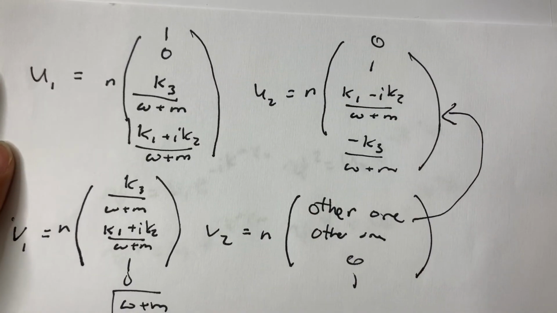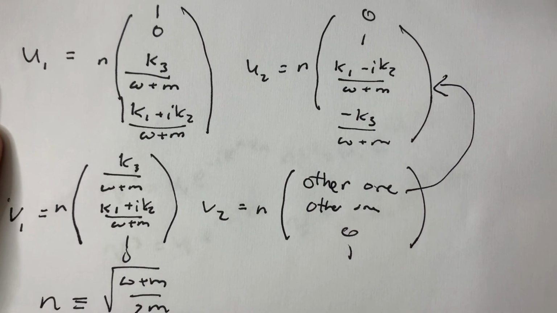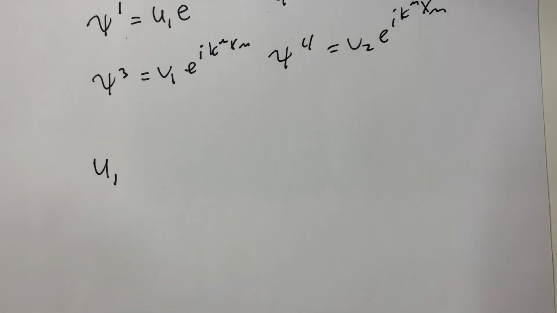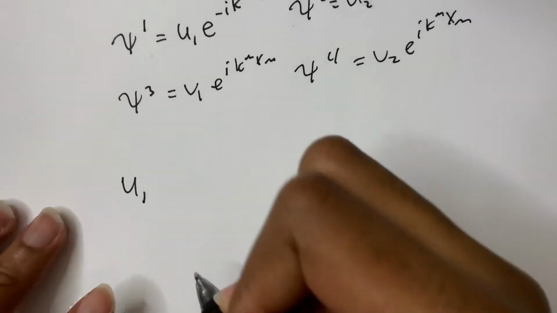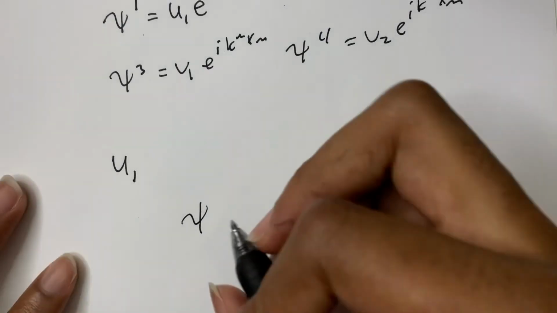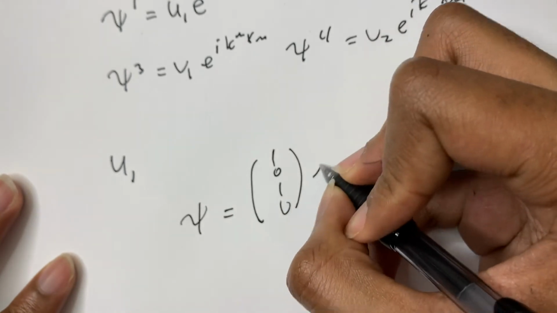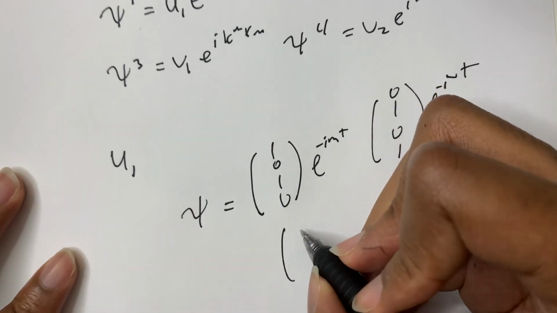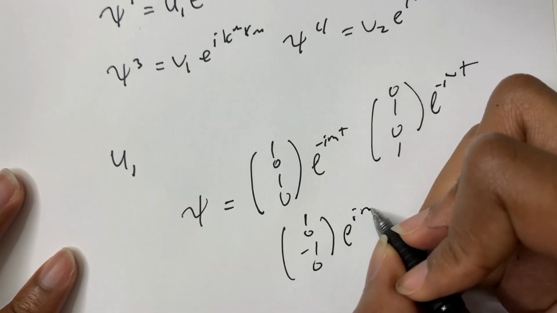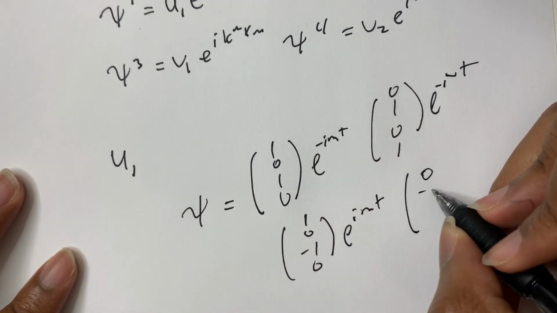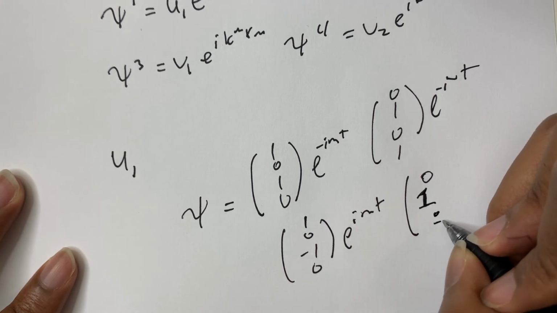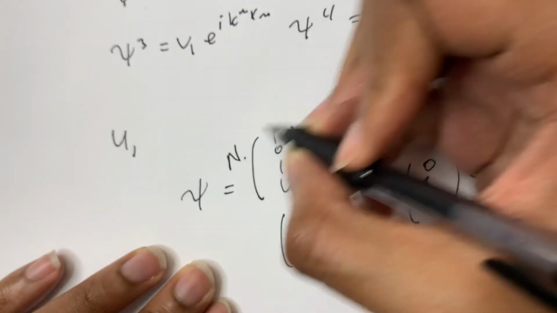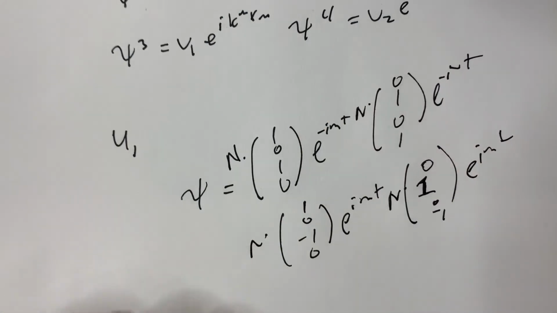Let me make it more clear about what I'm saying. We have the Dirac spinor, which is 1, 0, 1, 0 e to the minus imt. It's 0, 1, 0, 1 e to the minus imt. It can be 1, 0, minus 1, 0 e to the imt. Then it can also be 0, 1, 0, minus 1 e to the imt. If you multiply each of these by that matrix, our components will of course look different.